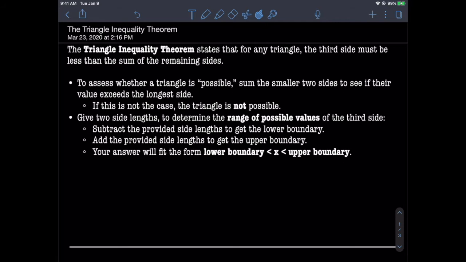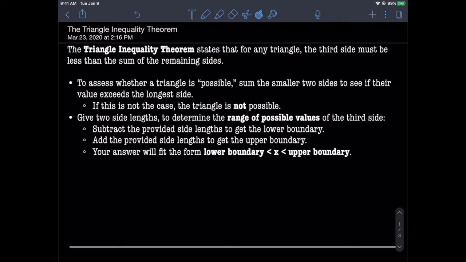Now, what this theorem says is that any side in a triangle must be less than the sum of the remaining two sides. There are only really two types of questions that you get involved in the Triangle Inequality Theorem. One is to assess whether or not a triangle is possible, and you're going to do that by adding up your two smaller sides and seeing if you get something that's bigger than the longest side. If you don't, guess what? That ain't a possible triangle.